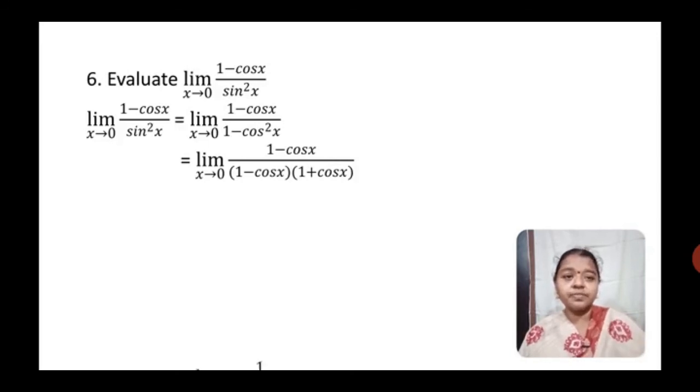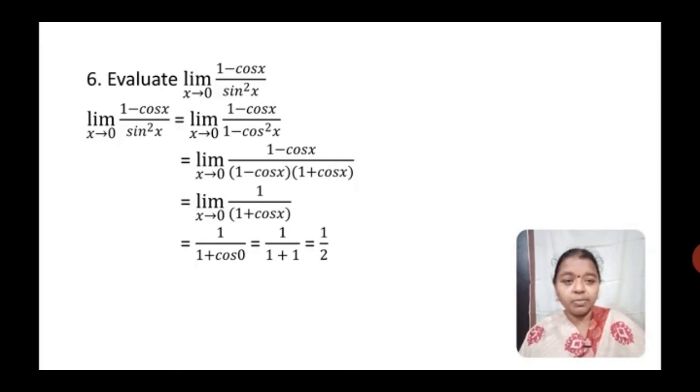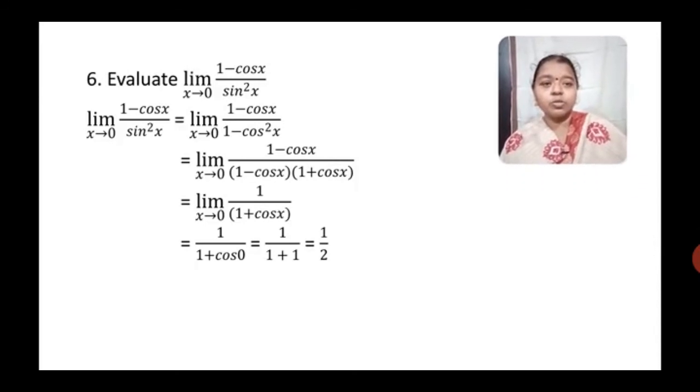After cancellation, we will be reducing the problem to limit x tends to 0, 1 divided by (1 plus cos x). Now let's apply the limit. So I put x is equal to 0. We get 1 divided by 1 plus cos 0. Cos 0 is 1. So you have 1 divided by 1 plus 1, which is equal to 1 divided by 2. Hence, limit x tends to 0, (1 minus cos x) divided by sine square x is equal to 1 by 2.